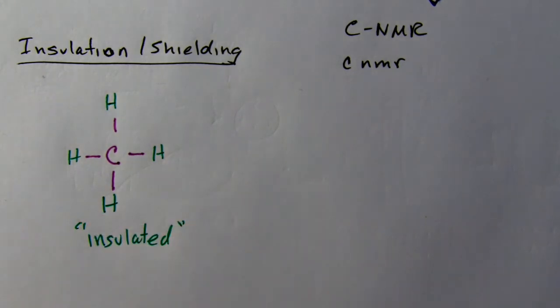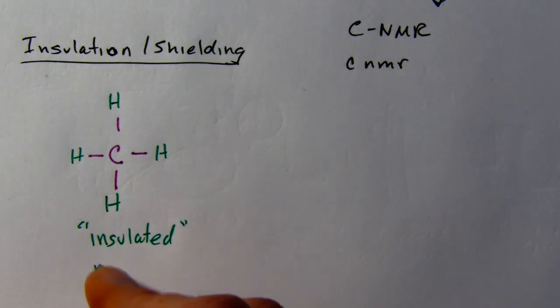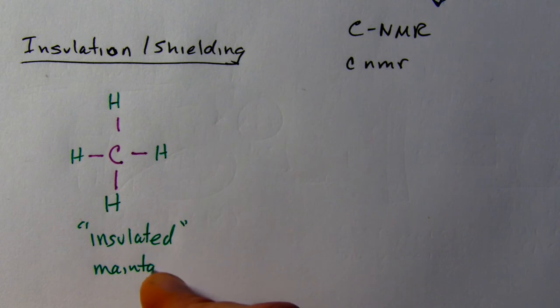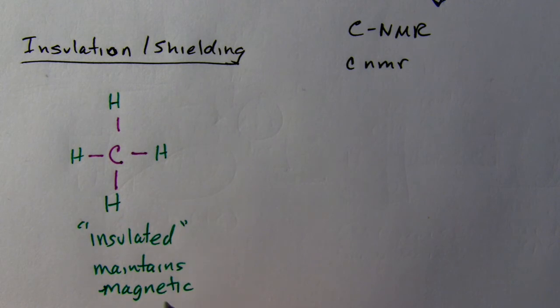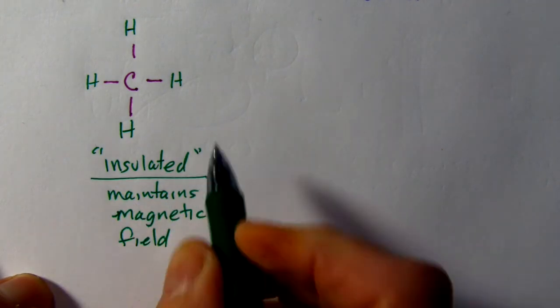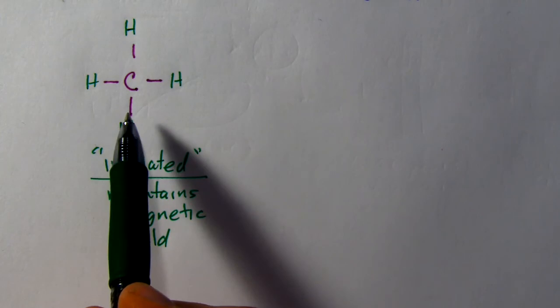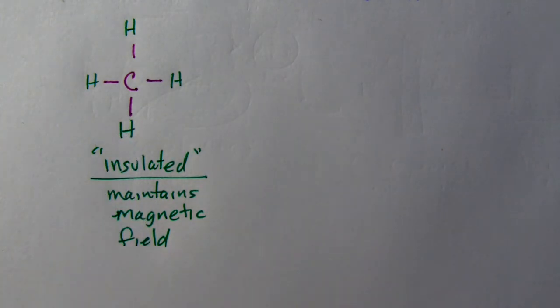In other words, carbon is able to maintain its magnetic field, or its magnetic force. So we'll go with magnetic field for now. That's insulated. These hydrogens, because they also have electrons going around them, can protect that. And this is very typical of alkanes and so on.